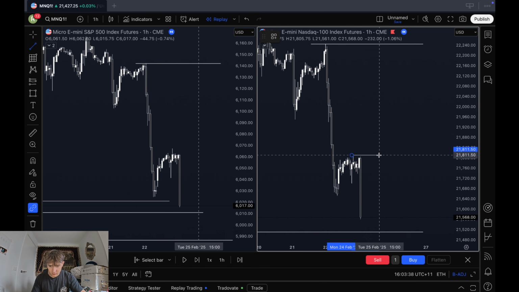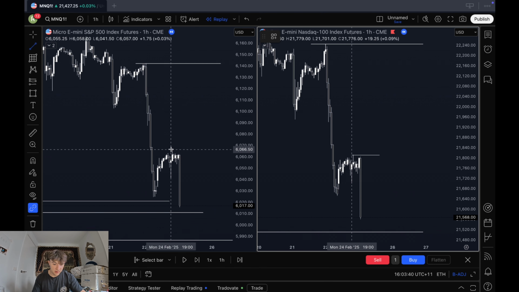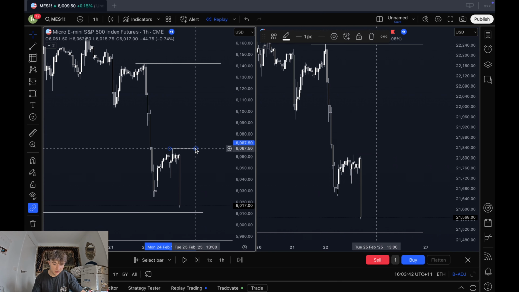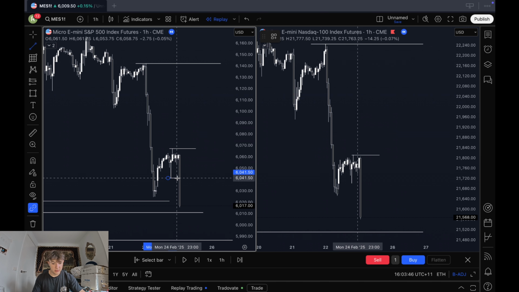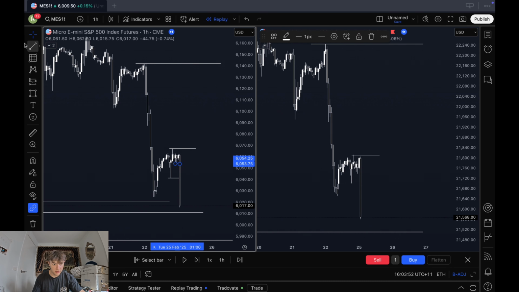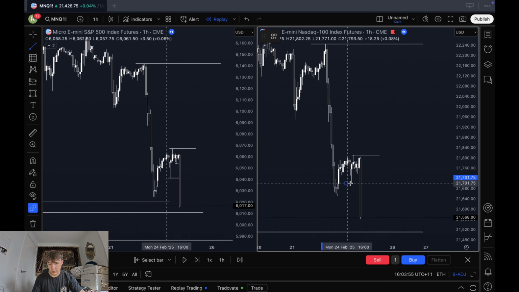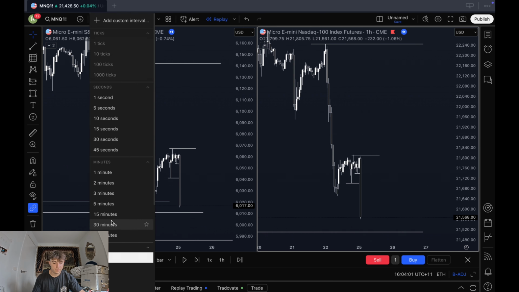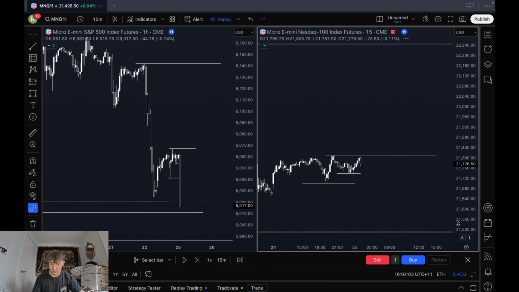So we've got one buy side liquidity level there. We've got one buy side liquidity there. We're on the hourly at this point. Then we've got a sell side liquidity level there. And a sell side liquidity level there. Same on here. Same on here. Jump into the 15-minute.